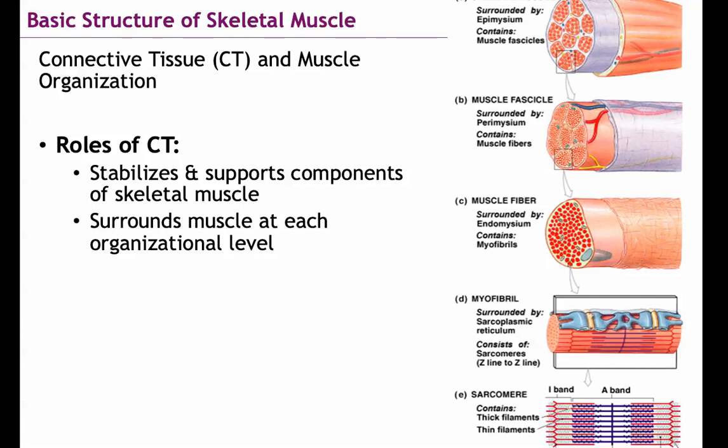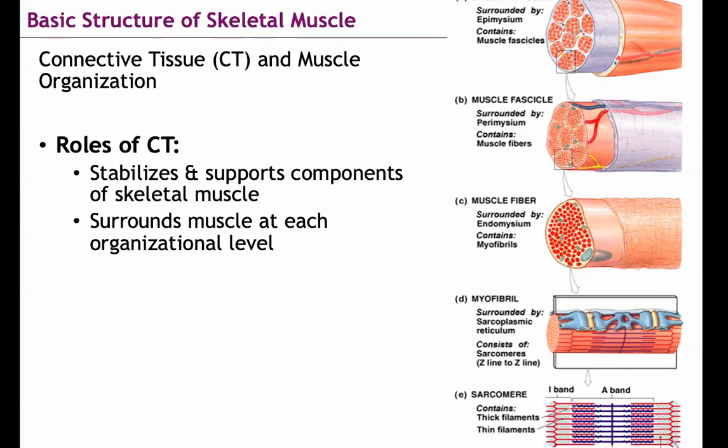Before we do that, let's just talk generally, what is the role of connective tissue? CT, as you see up here at the top, stands for connective tissue. It stabilizes and supports components of skeletal muscle. We see our muscle tissue over on this side. This is one entire muscle, like the biceps muscle. Each of these layers is going to support each of the components.